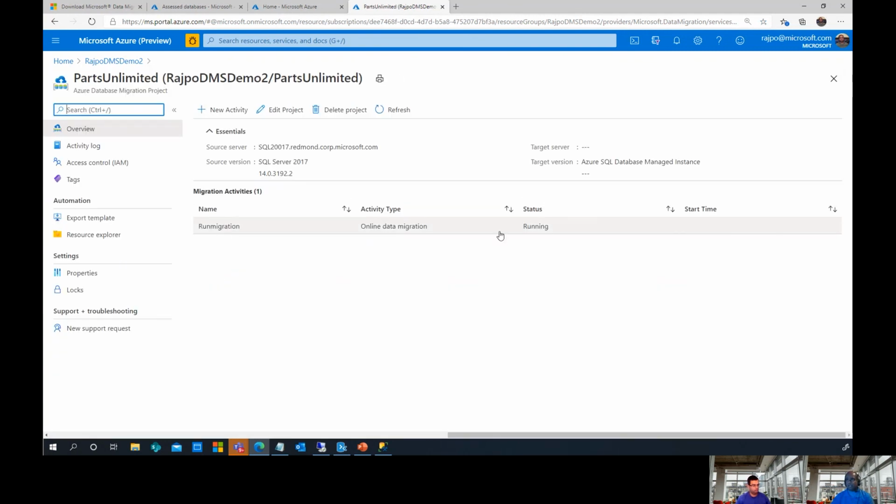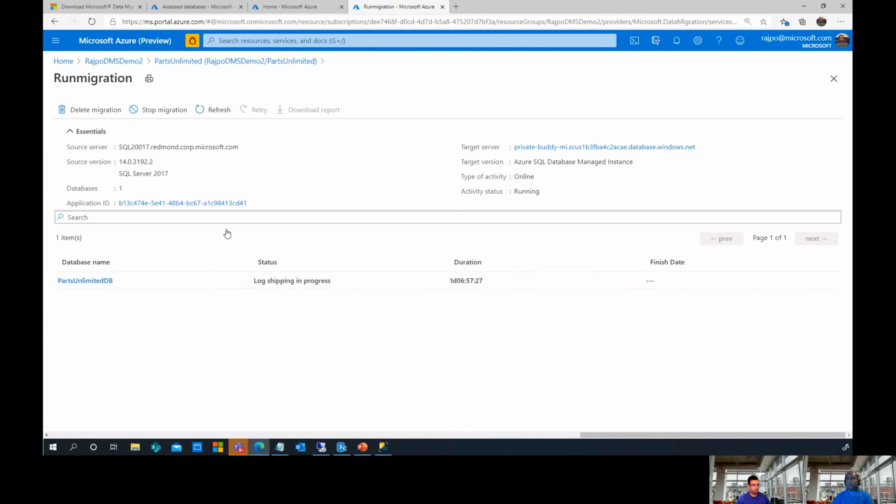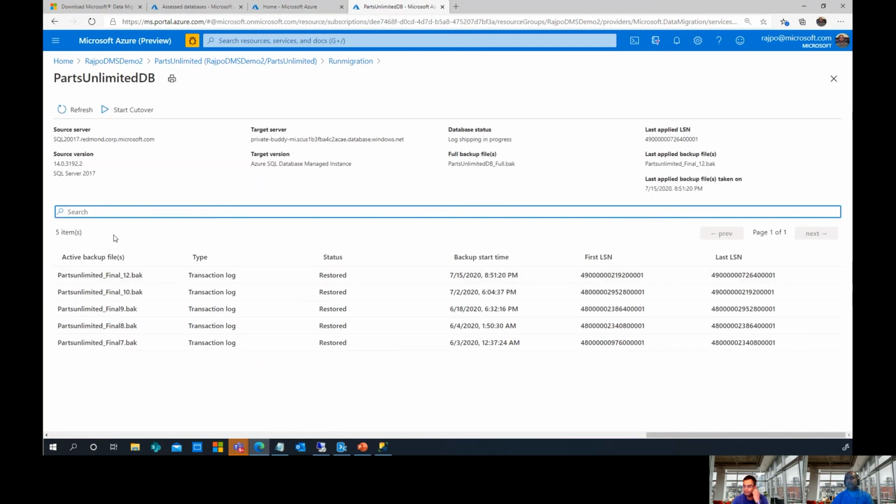As you see here, the migration is currently running, and then I'm going to double click on that. I have chosen only one database to migrate in this demo. So you click on that database here. As you see, a bunch of backup files are already uploaded, and they're already restored onto the target managed instance that you see here. So basically, for managed instance, DMS uses the backup files to do the actual migration.